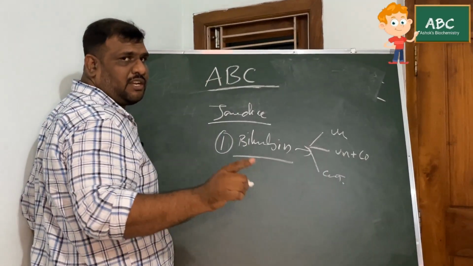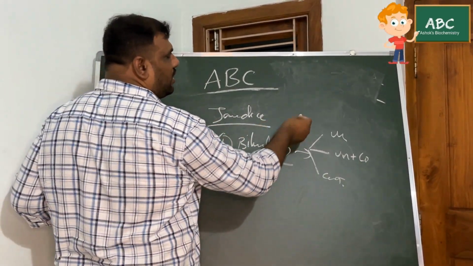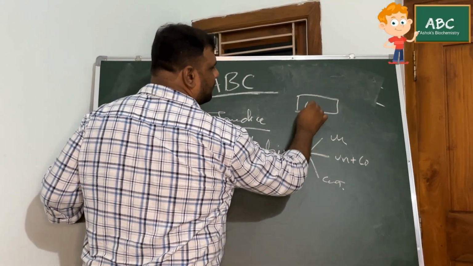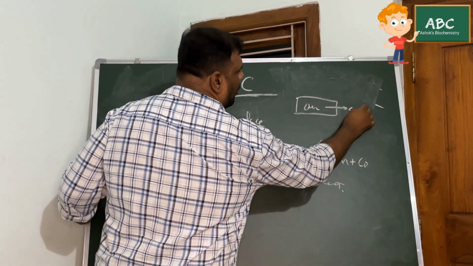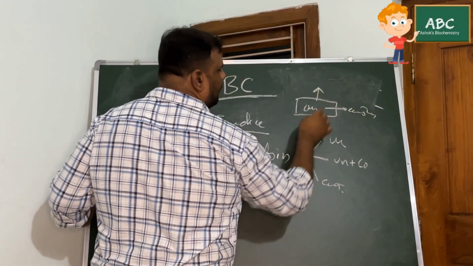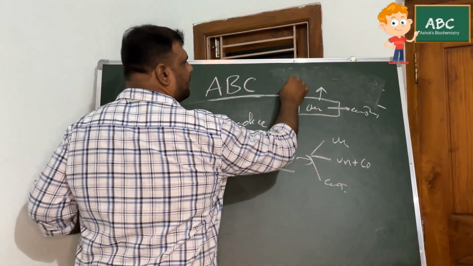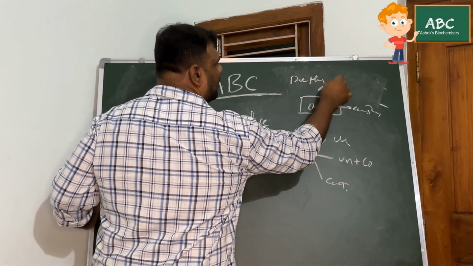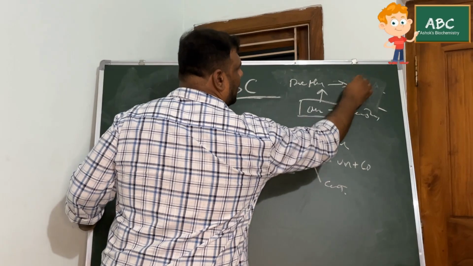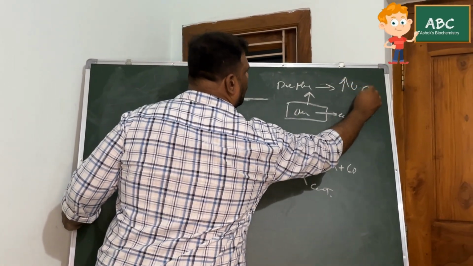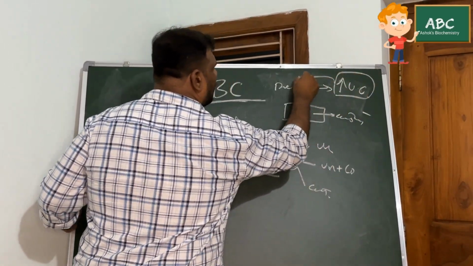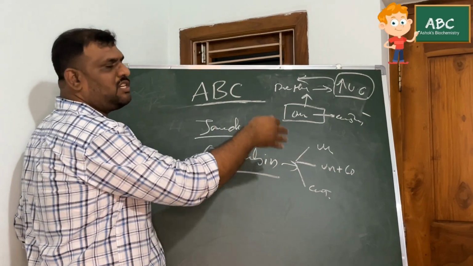Everywhere you're hearing the word conjugation. The conjugation phenomenon occurs in the liver. In the liver, there is a process called conjugation. So before the liver means prehepatic. If you have prehepatic, you can have an increase of unconjugated. Increase of unconjugated is prehepatic. It's happening before conjugation itself.